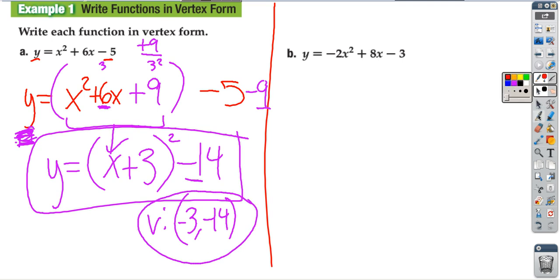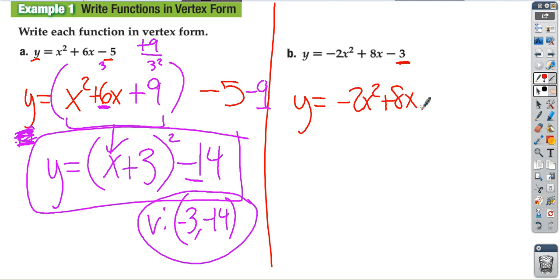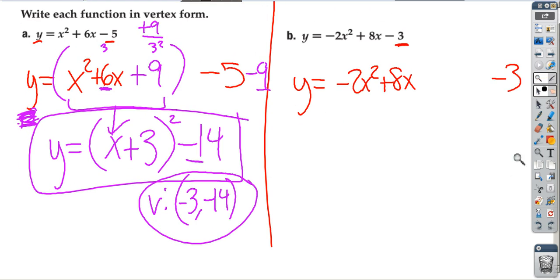Okay. This one's a little bit trickier. So again, we're going to move this number off to the side. Normally we would move it to the other side, but in this case we're just going to keep it out of the way. It's not really going to factor or anything like that. Okay, now what do we do? Well, completing the square only works when this number is 1, which it's not. So in order to make it 1, I'm just going to pull out the negative 2. I'm going to factor it out from that parentheses.